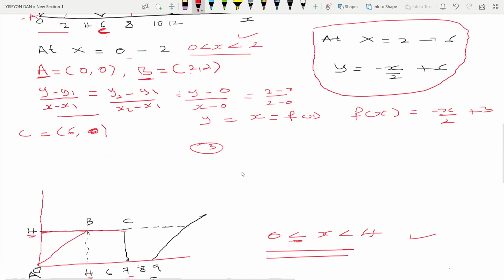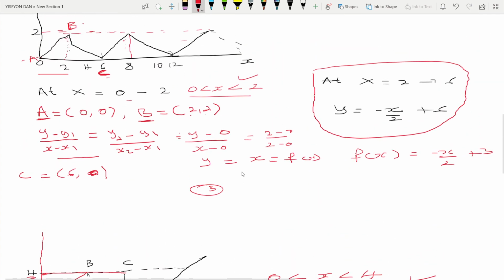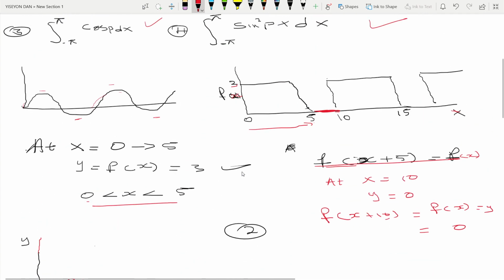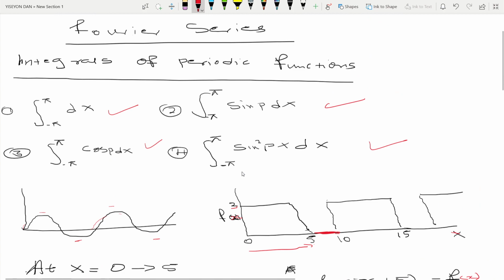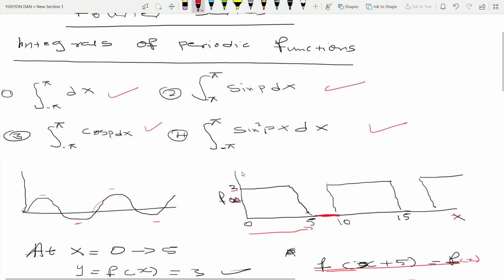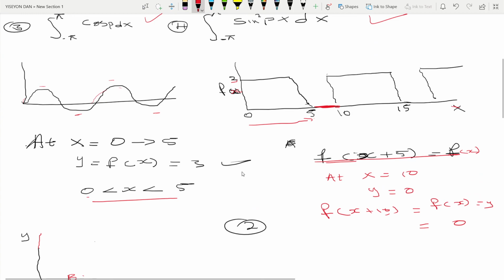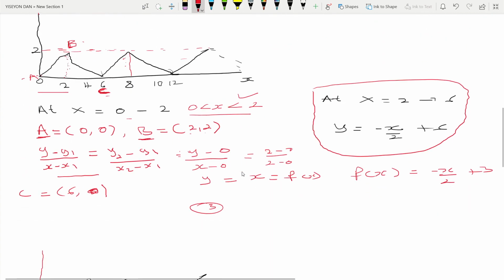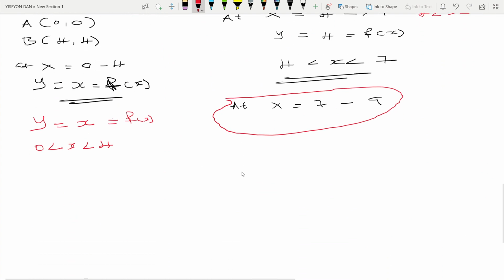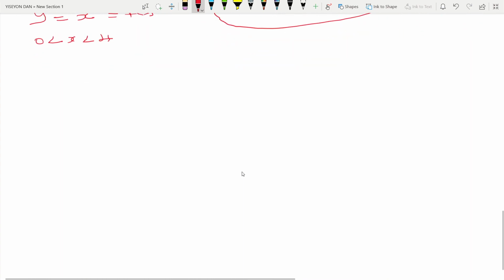So let's quickly go back to our proposed questions, in order to solve integrals of periodic functions. We have the odd functions and various types of functions and so on. So let's solve question number 1. Question number 1: we have the integral ranging from minus pi to positive pi. You can see this is a periodic integral. So we have dx.